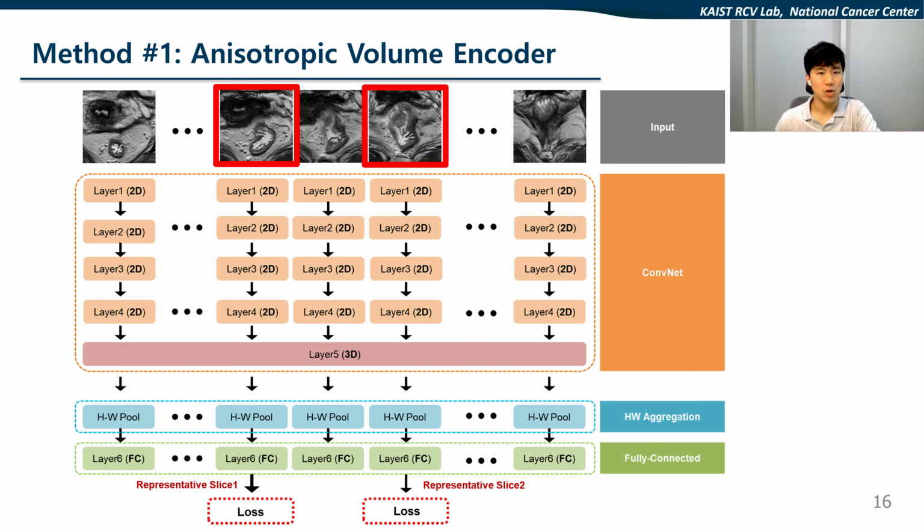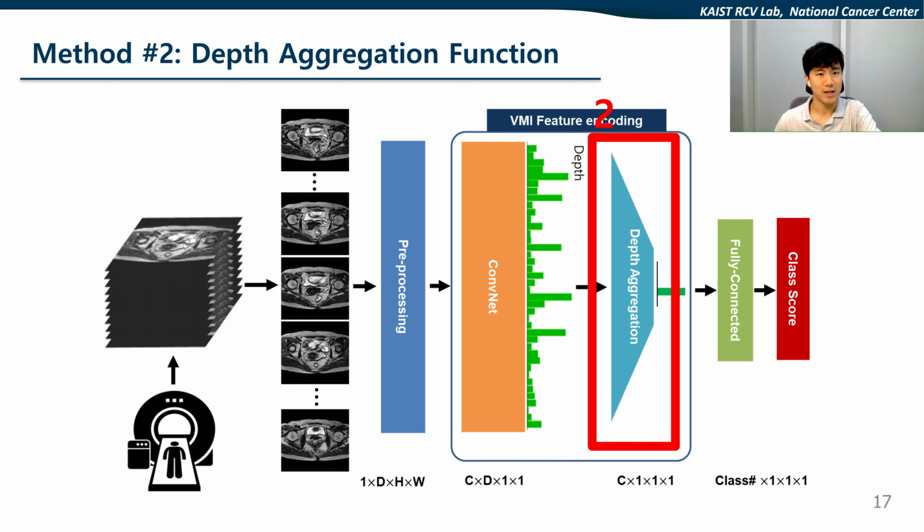Motivated by the video classification community, we mix 2D and 3D CNN following either early fusion or late fusion strategy. This figure illustrates the selected late fusion network and how we train it using the representative slices. Note that the adjacent slice interaction occurs at the last CNN layer in this example. Now I will explain the depth aggregation function.